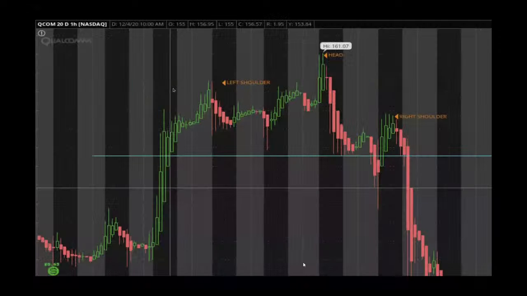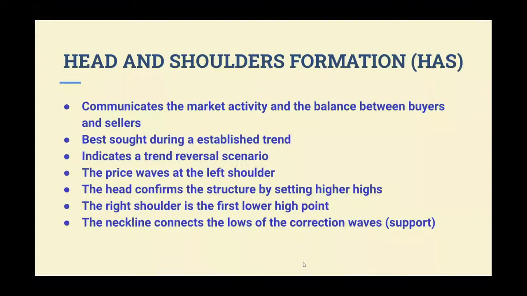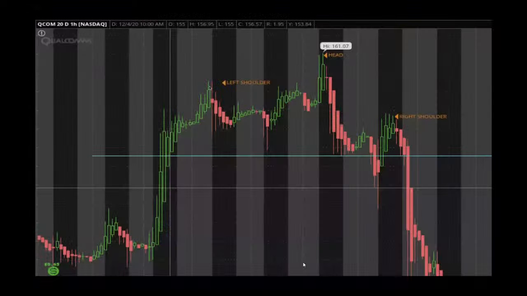We got the first head and shoulders formation. We got a QCOM. So we got an uptrend here. We got the left shoulder before the wave. We got the head, the highest high. Once you get this lower high, you can interpret that something is not right with the uptrend anymore. That lower high is definitely to take into consideration.